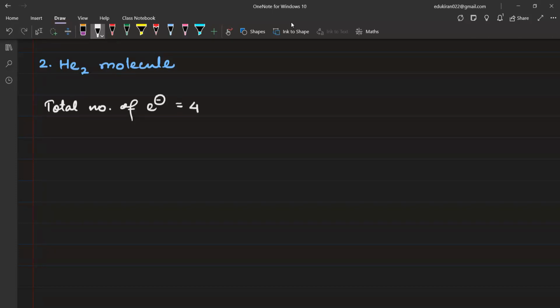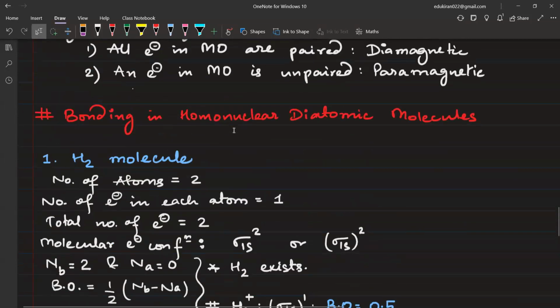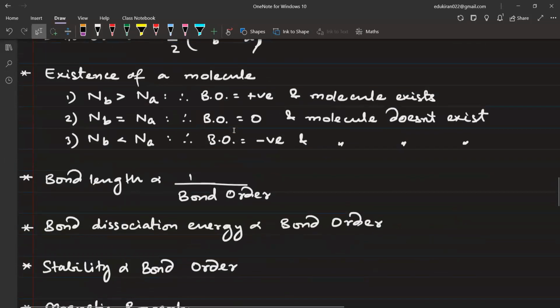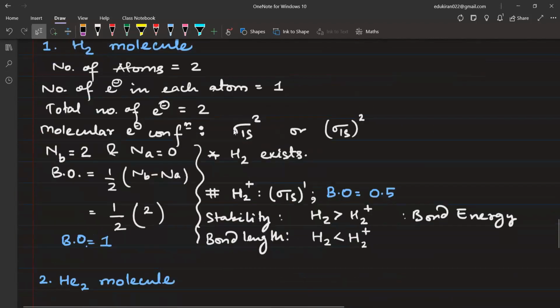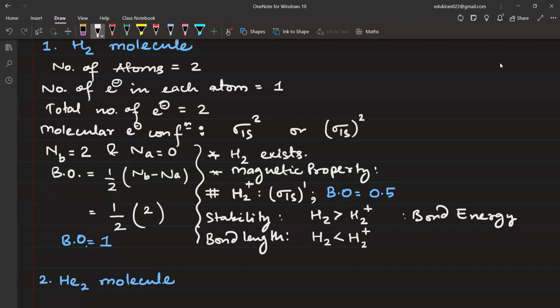We forgot one thing, keep reminding me. We have to discuss all of these things. We forgot the magnetic property of H2. So H2 exists and magnetic property will be, see, in an orbital the electrons are always paired, so it will be diamagnetic, right? Correct? And if we talk about H2 plus, it will be paramagnetic, because it has one unpaired electron.